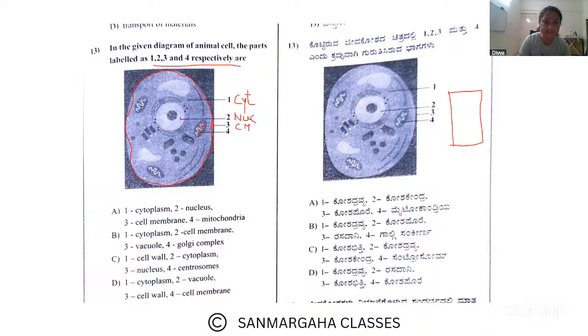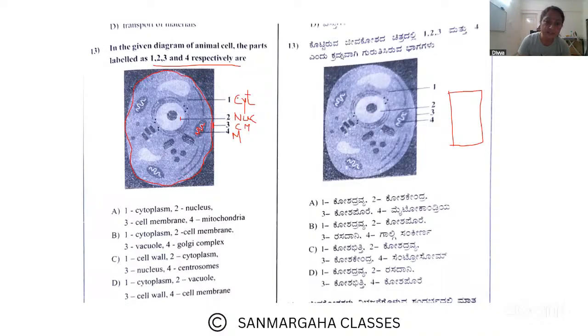This you can consider it as infolding. So what organelle has infoldings? The cristae, right? So here it is nothing but mitochondria, right? Yes. So what option is correct?